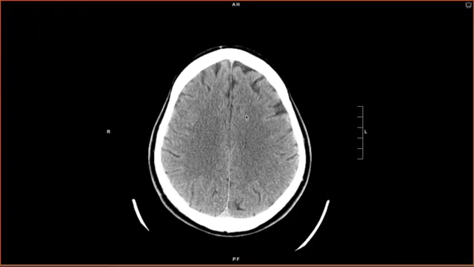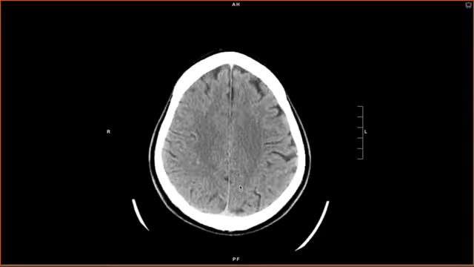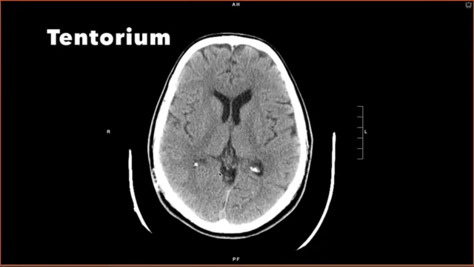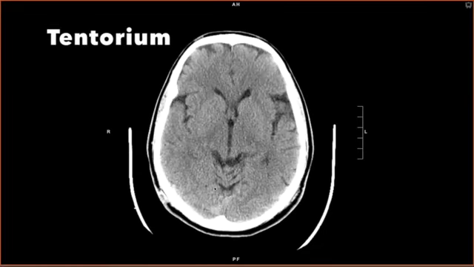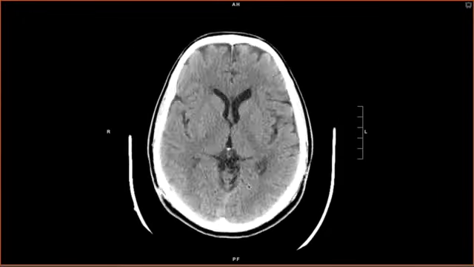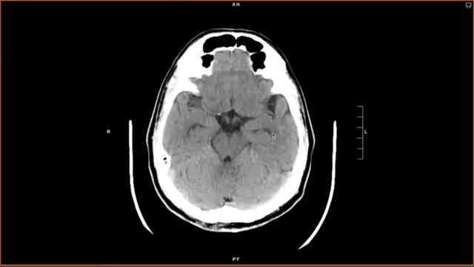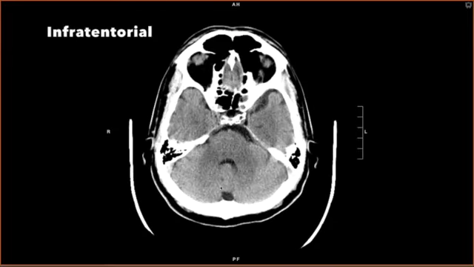In the midline here, we have the falx. This is an invagination of dura that separates the two hemispheres. As we scroll down, it's continuous with the tentorium, which we can follow down here. The tentorium looks like a tent. Everything above the tentorium is considered supratentorial brain, and everything inferior is considered infratentorial.